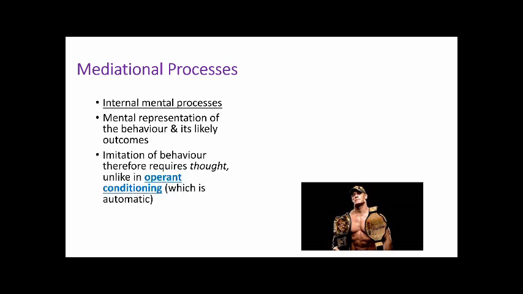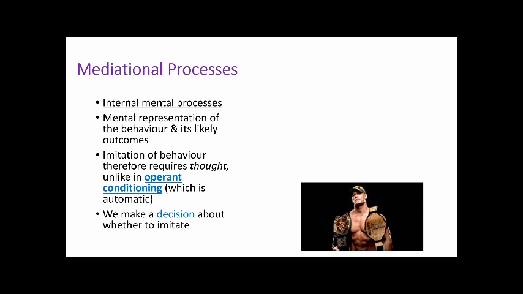And instead of automatically reproducing that behaviour, which is what is said to happen in operant conditioning, the individual thinks about whether imitating that behaviour is likely to produce desirable outcomes. So it's not an automatic production of behaviour once a reward has happened. We have to think about it and make a decision about whether to imitate that behaviour.